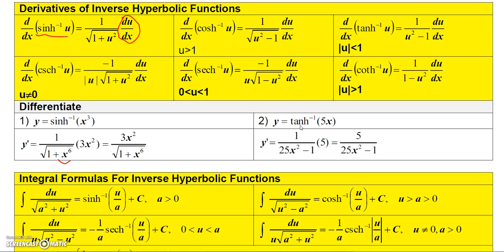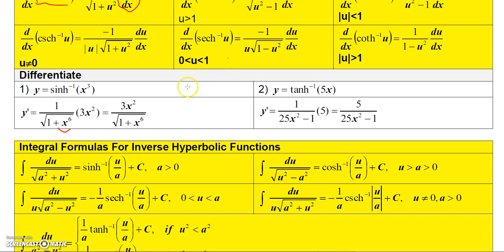To take the derivative of the inverse hyperbolic tangent of 5x, well, let's find that one. Here it is. So we would do 1 over u squared minus 1. So in our case, u is 5x. So we would have 1 over, and then we would square the 5x. So we would get 25x squared, and then minus 1. And then don't forget to multiply by u prime. Well, since u is 5x, we would multiply by the derivative of 5x, which is 5. So I'd get 5 over 25x squared minus 1.